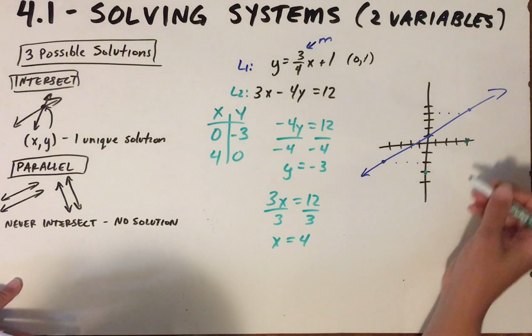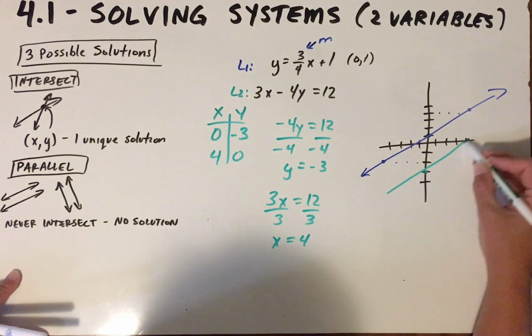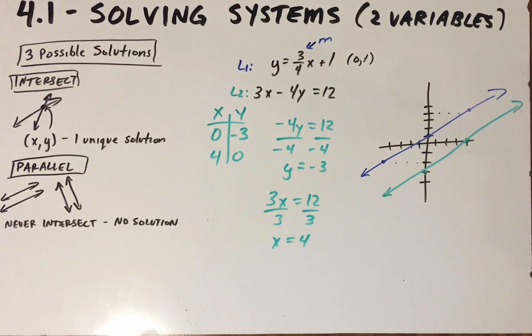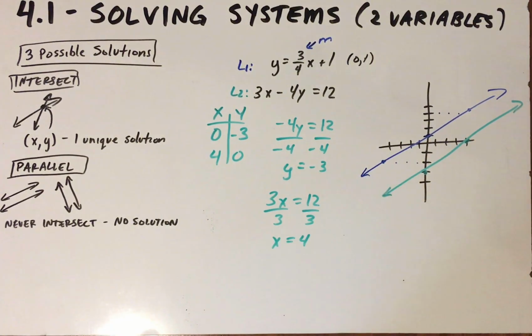All right, so this line is going to look like this. And if I could draw a perfectly straight line, you could see that these lines will never intersect. They're parallel when you draw them out on the graph. They're never going to intersect. Therefore, this system here would have no solution.